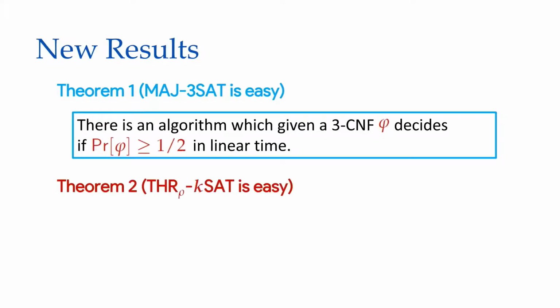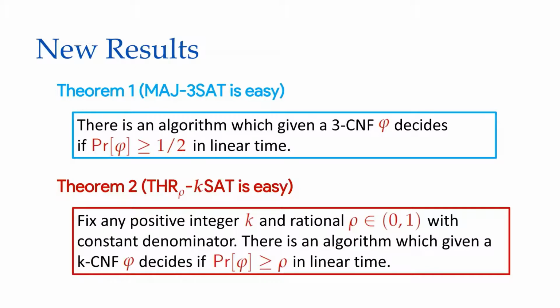More generally, instead of considering 3-CNFs, we could consider formulas whose clause width is at most k for some fixed integer k. And instead of checking if the fraction of satisfying assignments is at least 1/2, we could try and determine if this fraction is at least some fixed threshold rho.